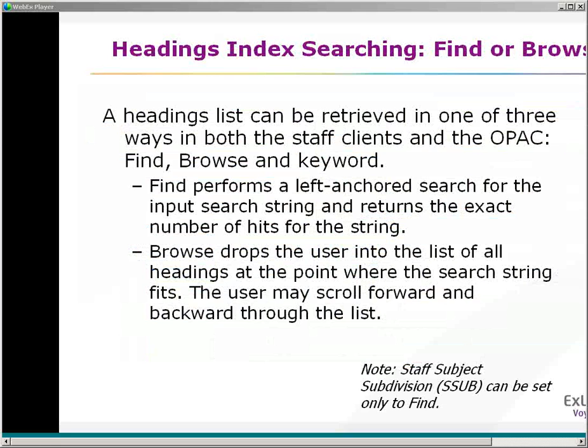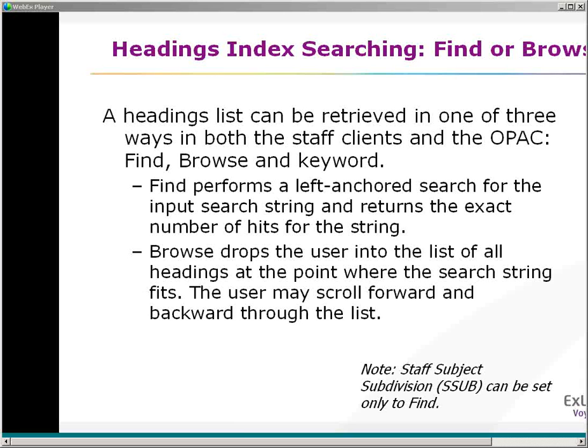Okay, continuing on with heading search, index searching in the staff modules, you have an option of find or browse. A heading list can be retrieved in one of three ways, in both staff clients and OPAC: find, browse, and keyword. We're going to talk about find and browse here because they deal with the heading index. The keyword index obviously isn't a heading index. It's not left anchored, so we are going to talk about that later.